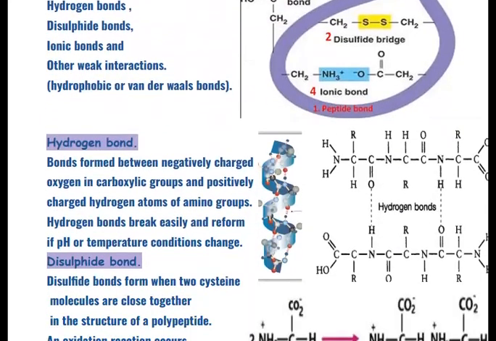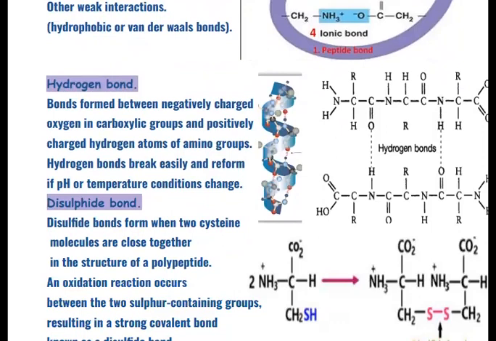Hydrogen bond. Bonds formed between negatively charged oxygen in carboxylic groups and positively charged hydrogen atoms of amino groups. Hydrogen bonds break easily and reform if pH or temperature conditions change.